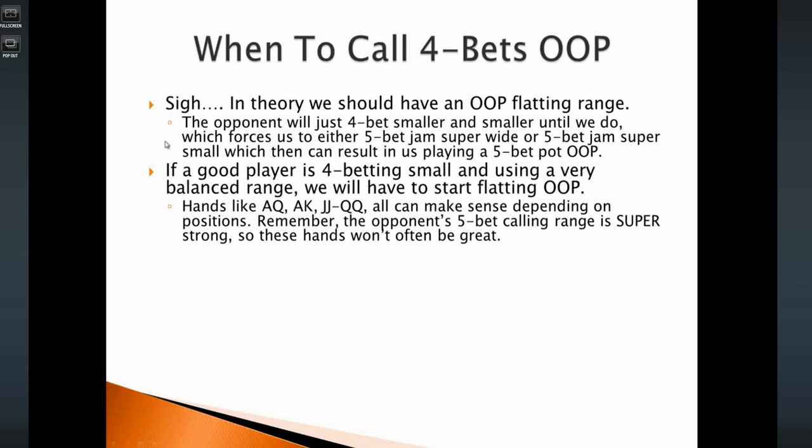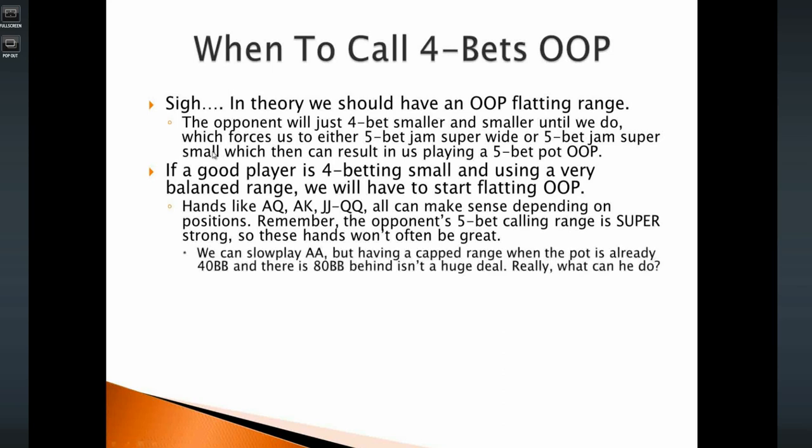The best option is probably to start flatting the 4-bet. We can slow play pocket aces, but having a capped range when the pot is already 40 big blinds and there is 80 big blinds behind isn't a huge deal. Really, what can he do? So I don't really have a problem with slow playing aces when facing a 4-bet. You can maybe say it's very similar, and in a lot of ways it will be, to facing a 3-bet. But the difference is having a capped range when there's already 40 big blinds in the pot and 80 big blinds behind, it's not really going to matter all that much.